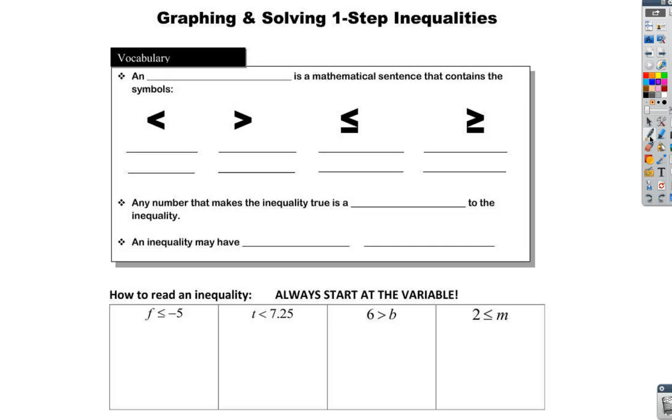So today we're going to continue talking about inequalities. We'll actually be solving inequalities and not just graphing them. So first let's start with our vocab. An inequality.